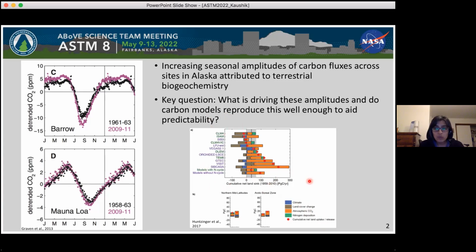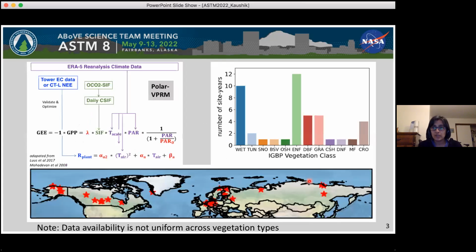So we thought we'd step back and try to get a handle on this. The model that we are using is part of Lei Hu's ABoVE Phase 2 project. For people who don't know me, I'm a research scientist at NOAA's Global Monitoring Lab, and I've been working with Lei on this project.